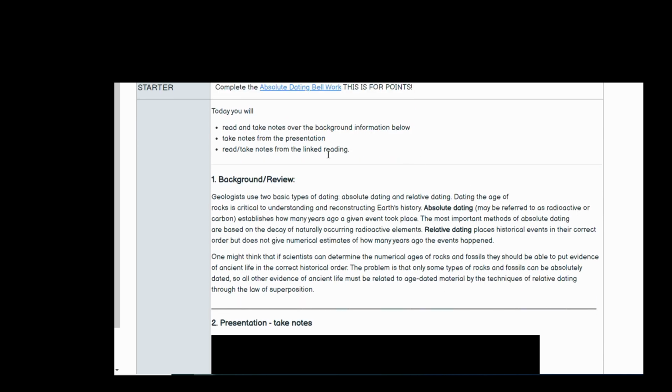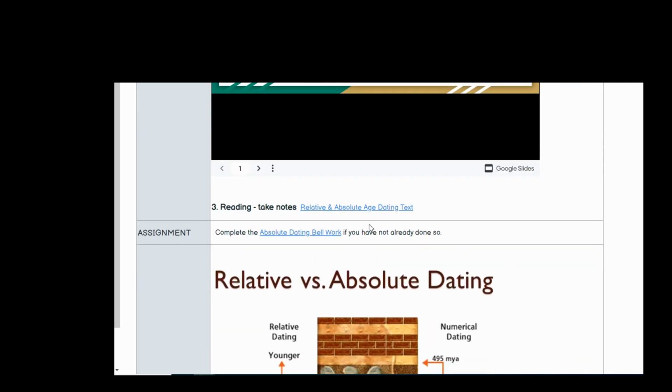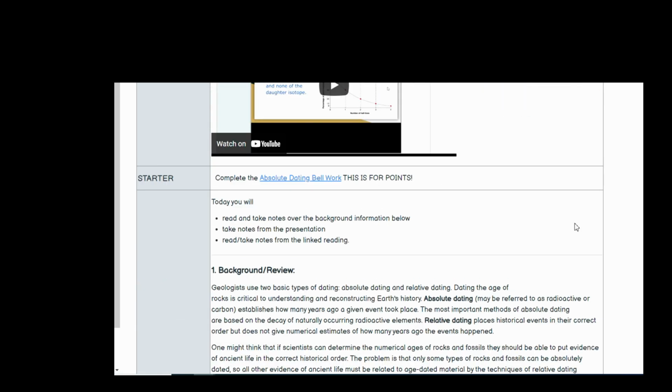You're going to read and take notes over the background information. It's a little bit shorter. Then you're going to take notes from the presentation, and then come down here and look at this reading that's linked. You do have a bell work assignment here, so if you come up to the bell work, you'll see that there is an assignment here.